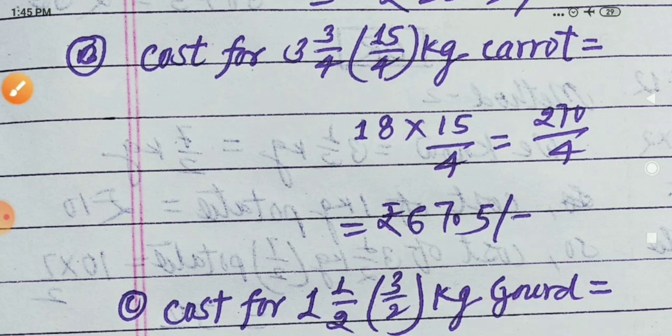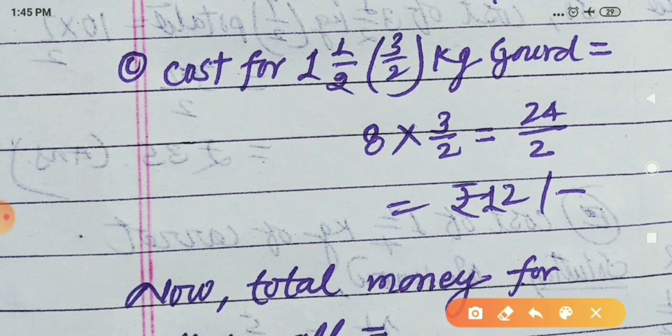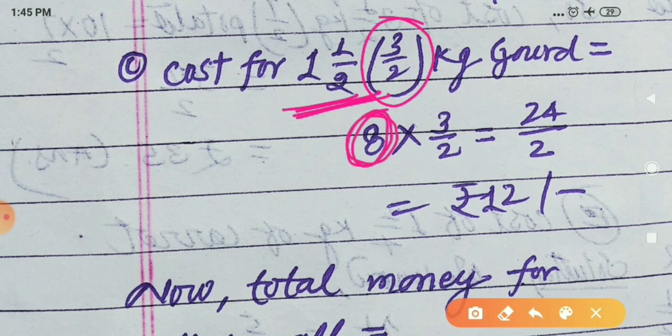And at last we have to find 1 whole 1 upon 2 kilogram gourd. So 1 whole 1 upon 2 you have to convert into an improper fraction, that is 3 upon 2. And now the cost of 1 kilogram gourd is 8 rupees. So we have taken it here and multiply by 3 upon 2. So it will be 24 upon 2. And when you divide 24 by 2, you will get 12 rupees.